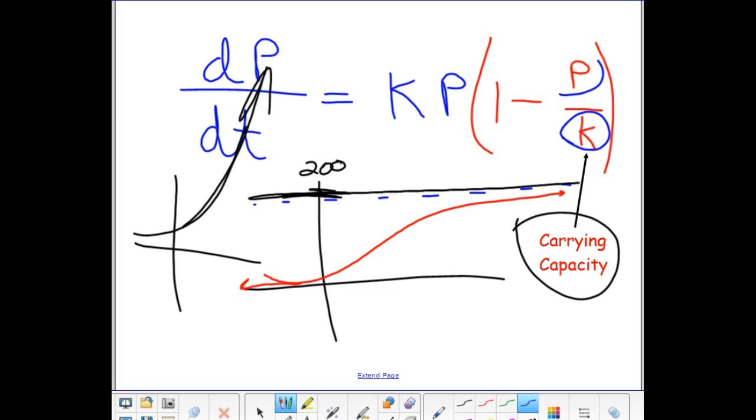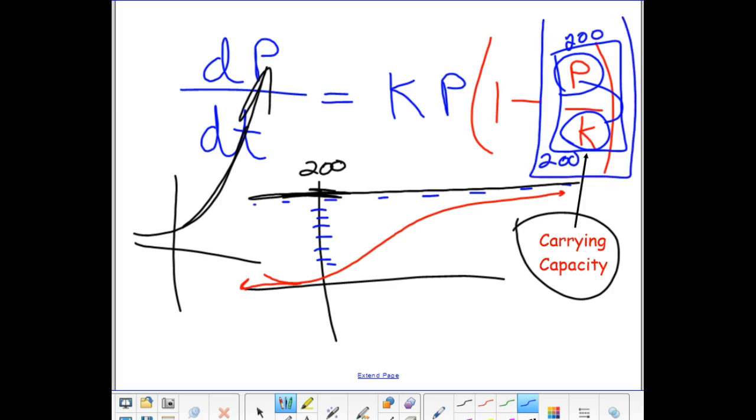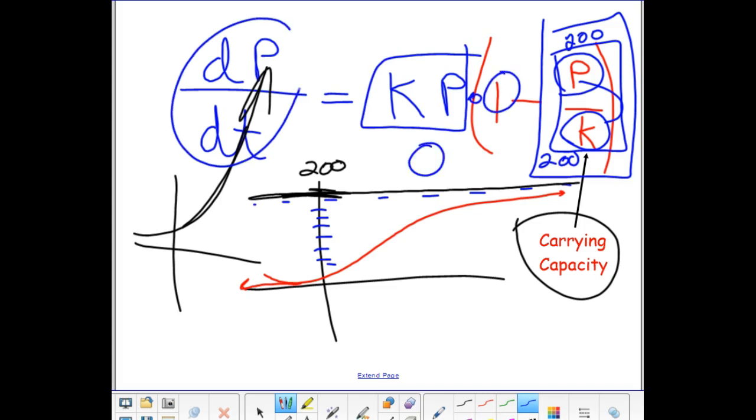But look what happens as the population gets bigger. As the population approaches this number, let me make up that number, I'm going to put 200 in. As the population approaches 200, this becomes equal to 1. And then 1 minus 1 is 0. Then over here this becomes times 0, and you get 0, and the rate of growth is 0. So as the population approaches the carrying capacity, the rate of growth of the population approaches 0.